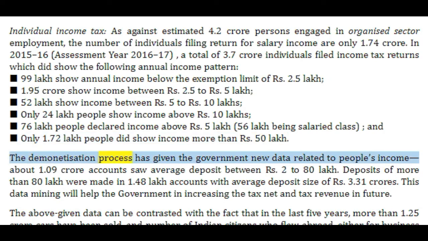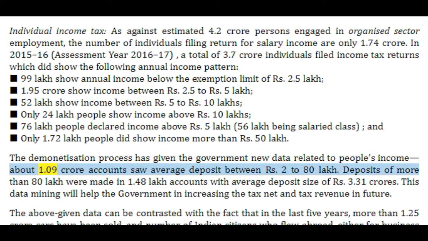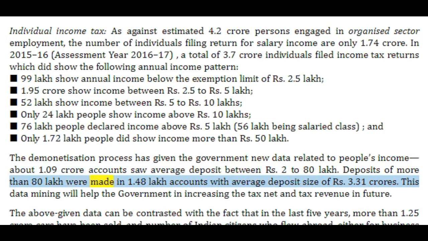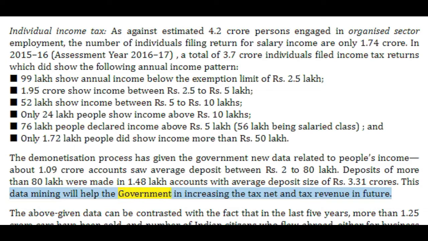The demonetization process has given the government new data related to people's income. About 1.09 crore accounts saw average deposits between 2 and 80 lakh rupees. Deposits of more than 80 lakh were made in 1.48 lakh accounts, with an average deposit size of 3.31 crore rupees. This data mining will help the government in increasing the tax net and tax revenue in future.